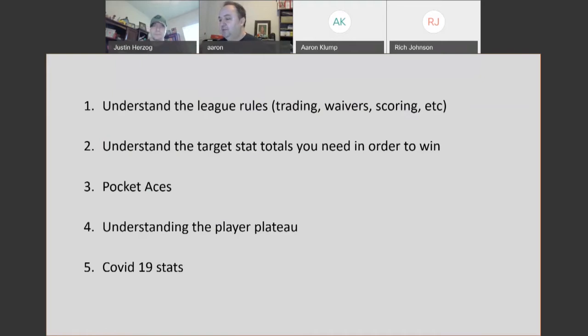And understanding the scoring. Most 5x5 leagues are pretty standard, but some substitute wins for quality starts, or you have leagues where there's an on-base percentage factor. There could even be a 6x6 league. Some leagues check holds. So understanding those rules is really key.